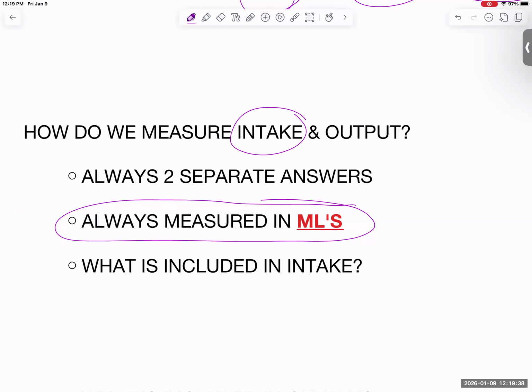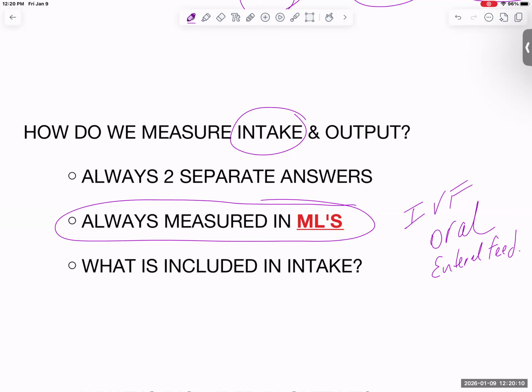So IV fluids. We've got oral. What else? G-tube. Yes, an enteral feeding. That's called an enteral feeding. And that's a way to feed a patient using liquid nutrition that gives them calories, fat, and protein and all the good nutrients. But they can't take it through their mouth because there's a problem with their swallowing. So we give it directly into the stomach or intestines. So those are all ways of getting intake.